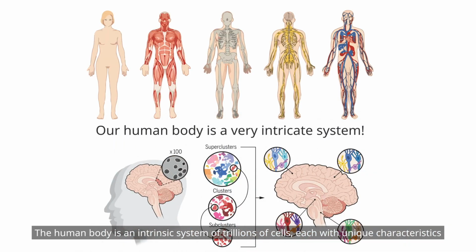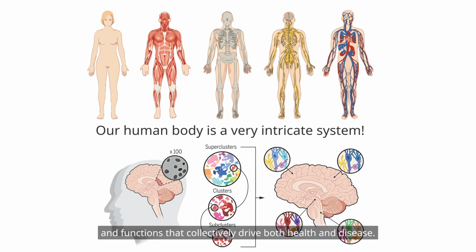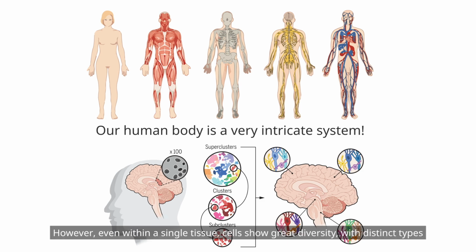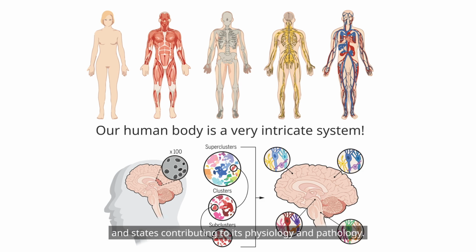The human body is an intricate system of trillions of cells, each with unique characteristics and functions that collectively drive both health and disease. However, even within a single tissue, cells show great diversity, with distinct types and states contributing to its physiology and pathology.